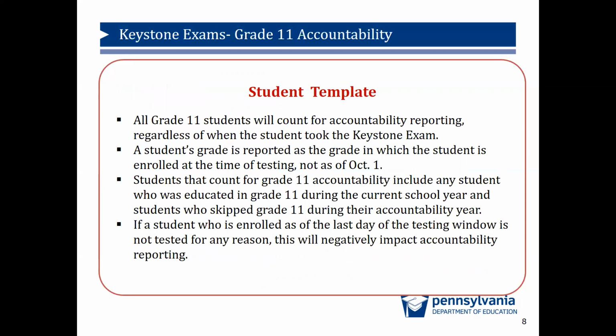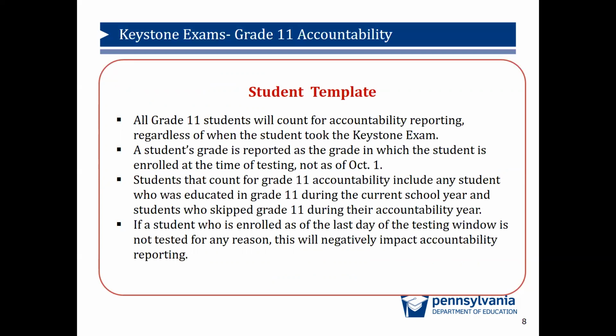Full academic year status is an important factor for accountability. The definition of full academic year is a student who is continuously enrolled on or before October 1st of the current school year until the last day of the testing window. All grade 11 students will count for accountability reporting, regardless of when the student took the Keystone exam.